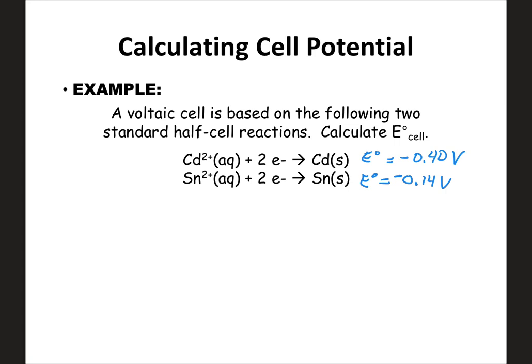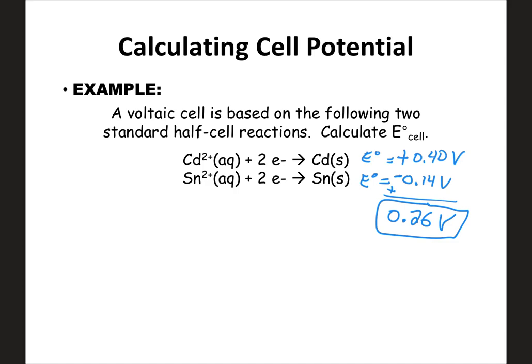So they're not asking me to actually write the overall reaction. As long as I know that the cadmium one needs to be flipped, I just need to flip the sign here. Now I can just add up these two voltages to get my voltage for the overall cell. When I do that, you end up with 0.26 volts here. Your units are going to be volts, so make sure you have them.